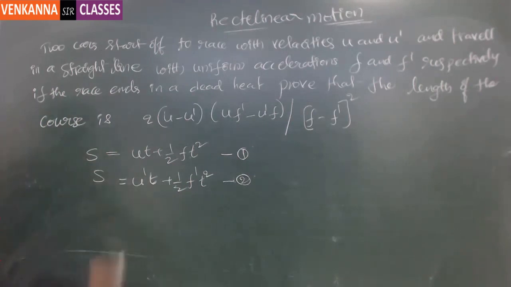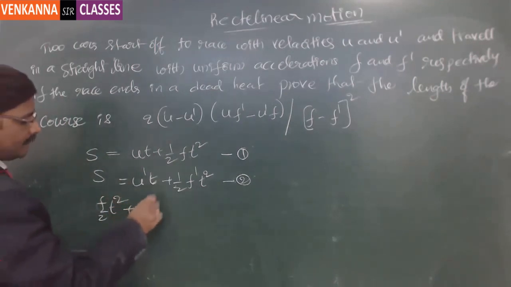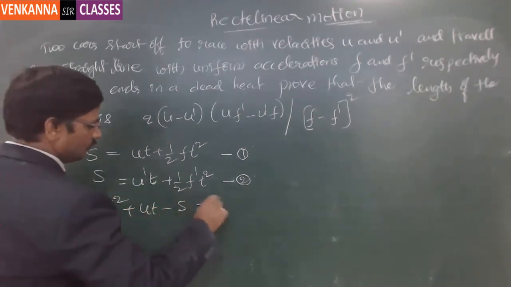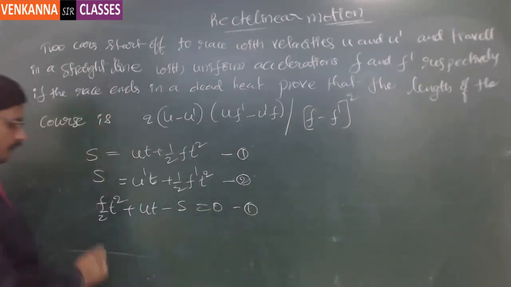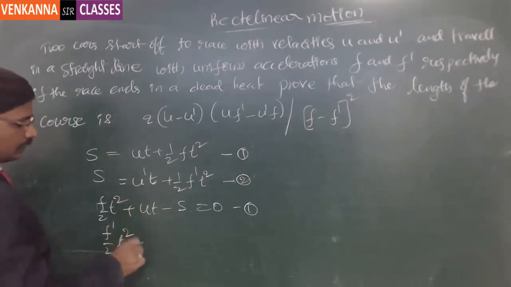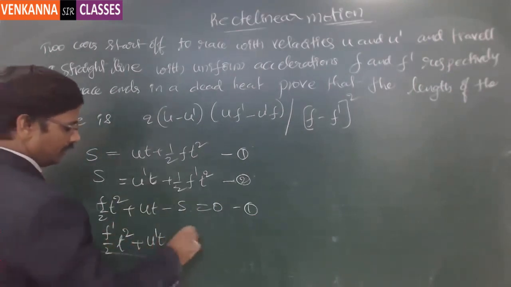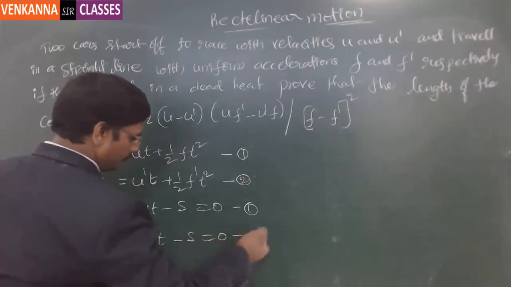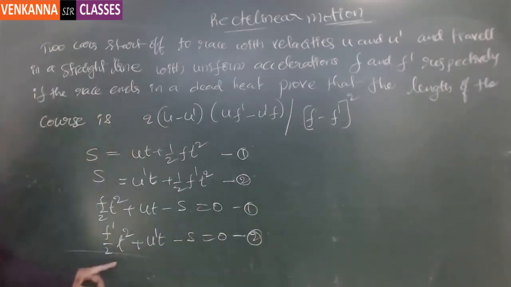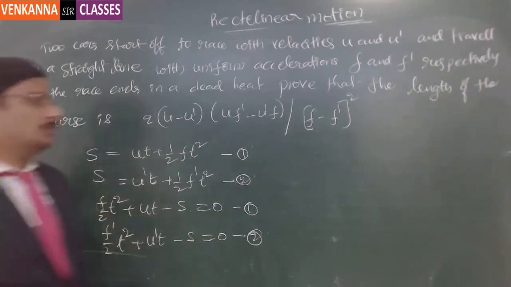So here, f by 2 times t square plus ut minus s equal to 0, this is equation number 1, and f dash by 2 times t square plus u dash t minus s equal to 0. So this equation is 2. Now we have to solve these two simultaneous equations to get the value of the displacement s. That's all.